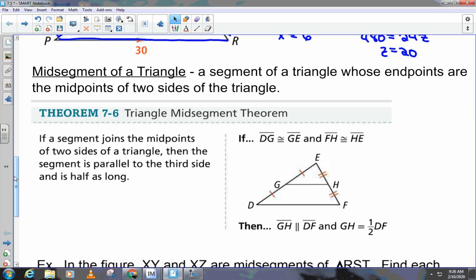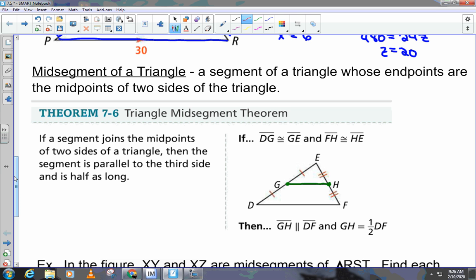Now, we talked about a midsegment of a trapezoid. You remember what a midsegment of a trapezoid did? The length of it was half of the two bases added together. That's right. But what made it a midsegment? What did it connect? The midpoints of the legs, right? So the midsegment of a triangle is a segment of a triangle whose endpoints are midpoints of the two sides of the triangle. So this right here is a midsegment because this is a midpoint and that's a midpoint. It is a midsegment of a triangle.